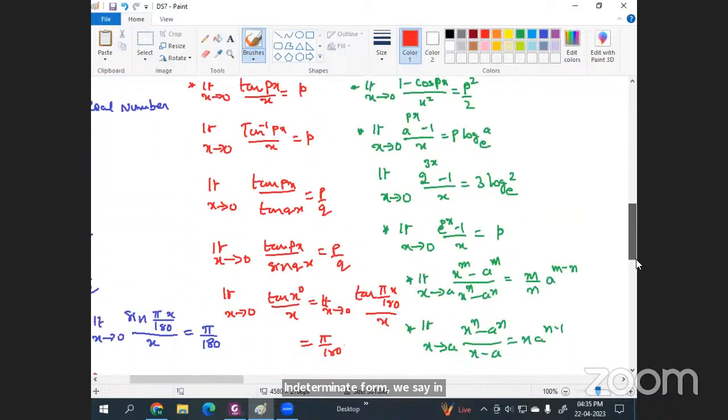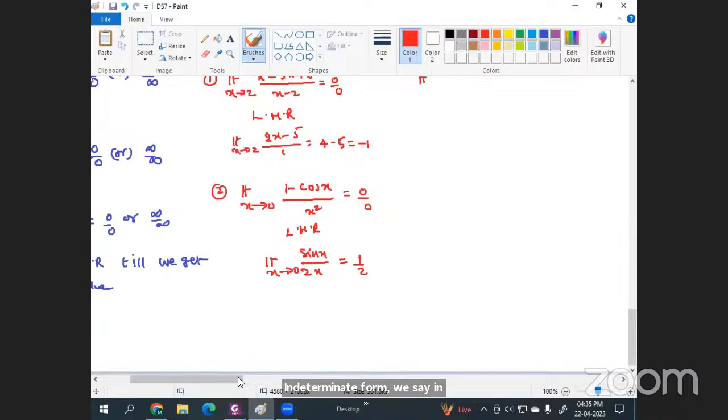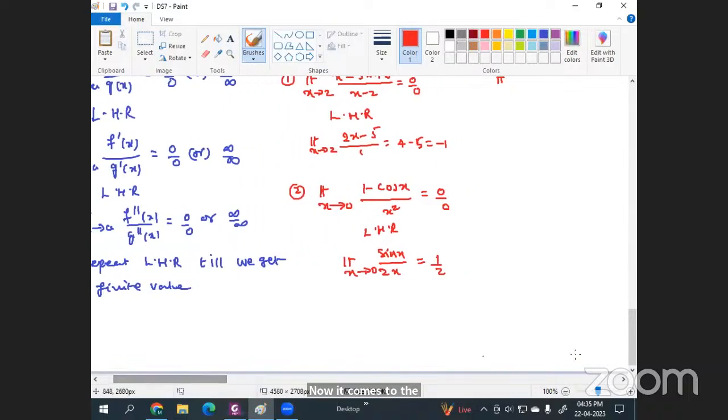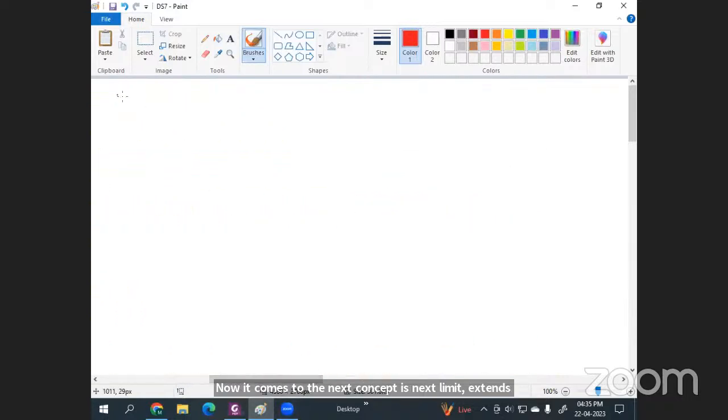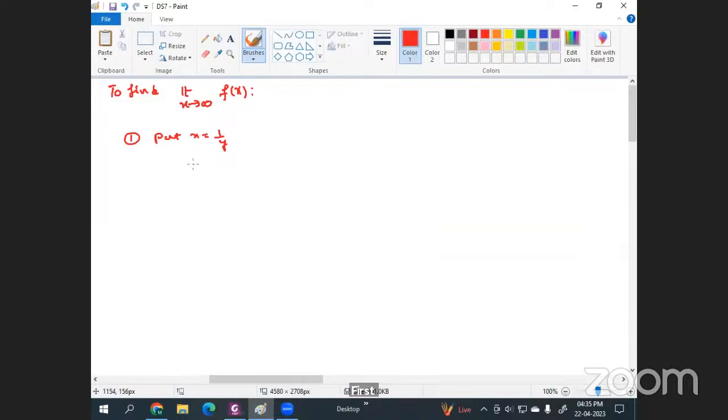Right? Next. Now comes the next concept: limits that extend to infinity. To find the limit as x tends to infinity of f of x, there is a procedure. First, put x equal to 1 by y. Then the second point is put x equal to infinity, that is 1 by 0.